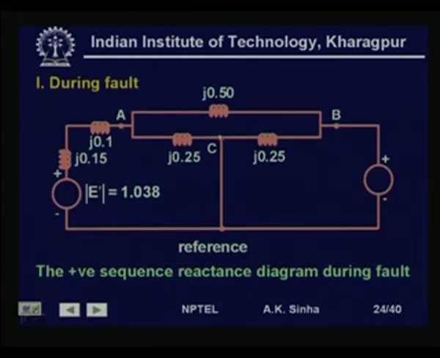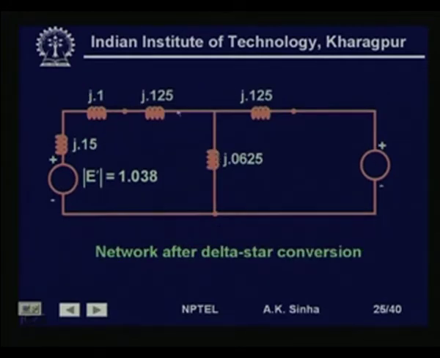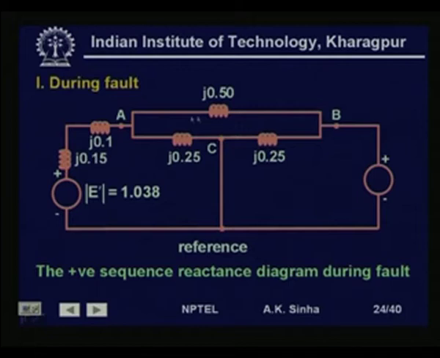Now, when the fault has occurred at the middle of the line, again we have the circuit relationship like this. E is given as 1.038. This is the transient reactance, this is the transformer reactance, this is line 1, and this is the other line where the fault has occurred at the middle. Now, we have this delta formed, which we can convert into a star. So, if we do that, then we get this as 0.125, 0.125 and j0.0625. So, this is the star for this delta.